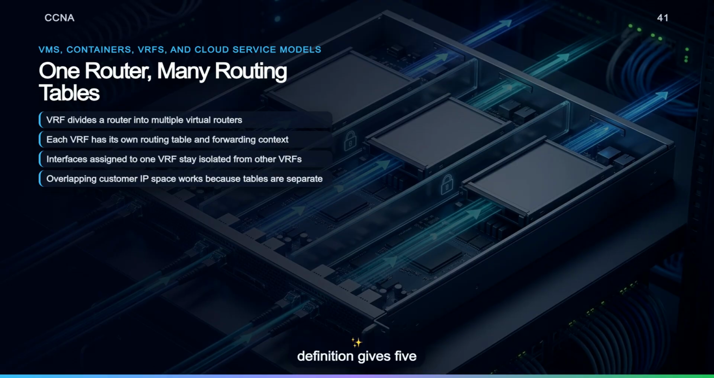The NIST cloud definition gives 5 characteristics. On-demand self-service means you can request or remove resources through a portal or API without a human ticket for every change. Broad network access means you reach those services over standard network connections from many device types. Resource pooling means provider resources serve many customers from a shared pool. Rapid elasticity means you can scale up or down quickly. Measured service means usage is tracked and billed, like storage per month or compute per hour.